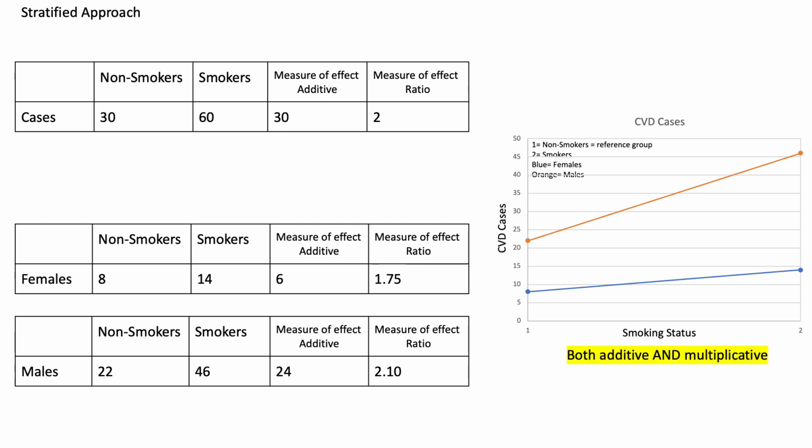This is interaction on both additive and multiplicative scale because, as you can see in column 3 and column 4 of the stratified analyses, the measure of effect on additive and ratio scale are different between males and females, meaning the effect of smoking on cardiovascular disease is modified between males and females on both additive scale and the multiplicative scale.